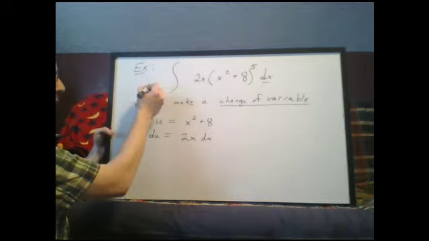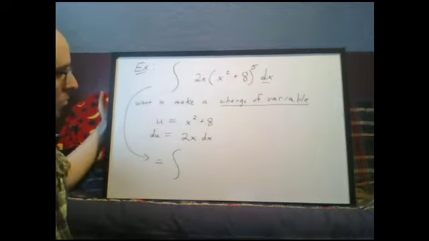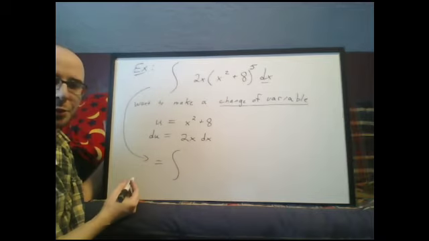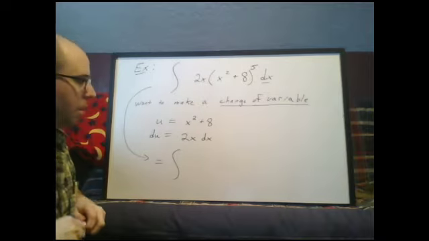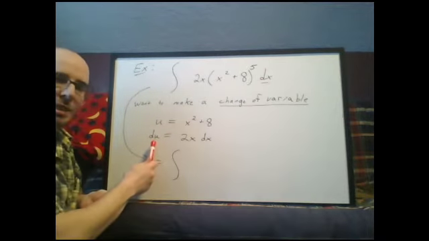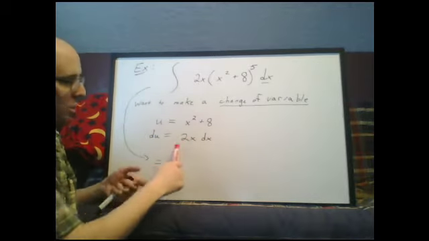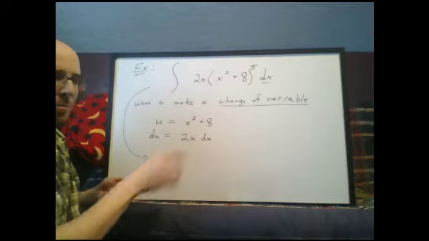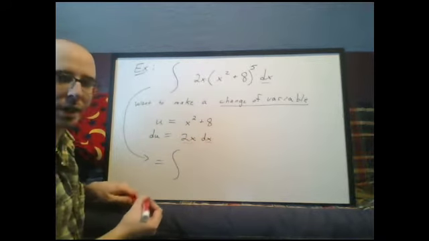Alright, so now my integral, I want to say it's equal to some integral that only involves u. So here's the way I approach it. My first goal is I need to get rid of the dx and replace it with a du. But it's not just rewriting dx as du, it's making a trade. du is the same thing as dx times 2x.